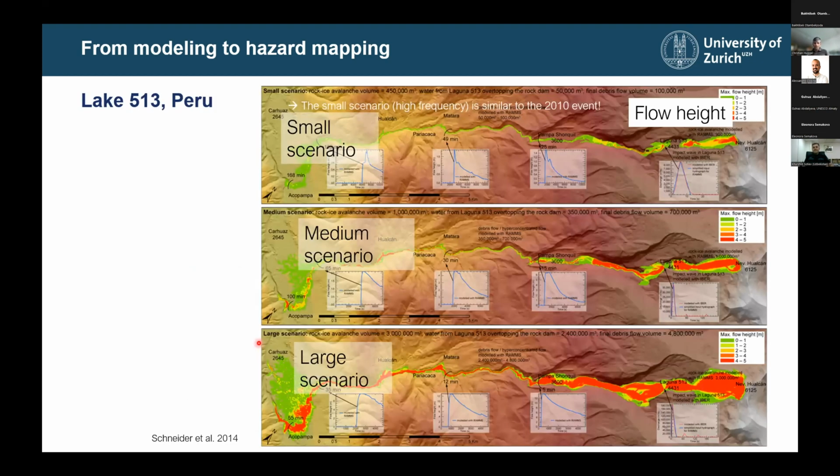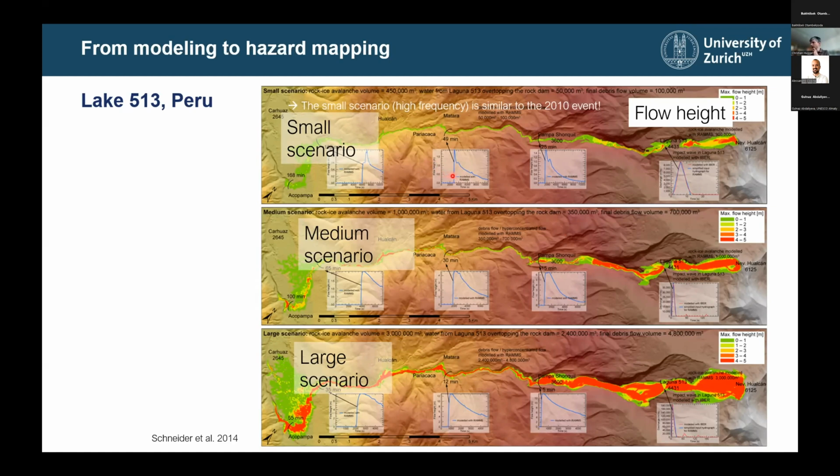Or this one here, again, the same case I presented earlier in Peru, where we typically model 3 scenarios. For definition of the scenarios, we need to do this stability and susceptibility assessment, and of course field work. You see these 3 different scenarios, how they evolve, and this is the city here and what is affected. Now what's very important, and that's also the next slide, you can calculate, in the colors, the different flow levels.